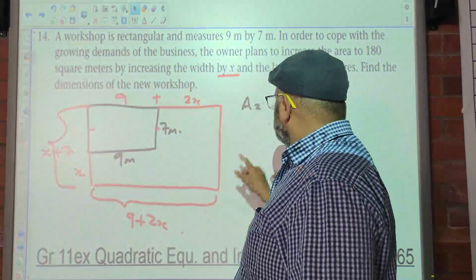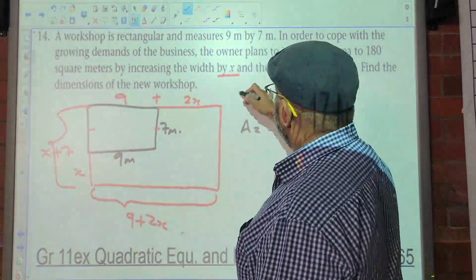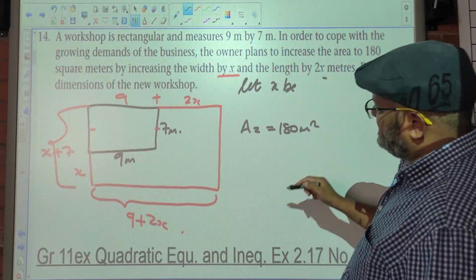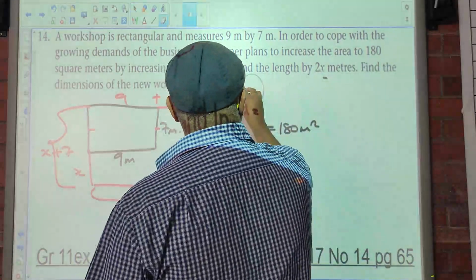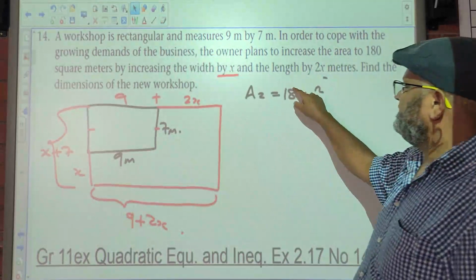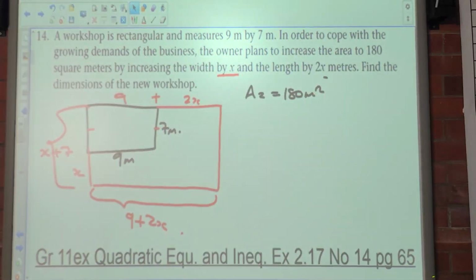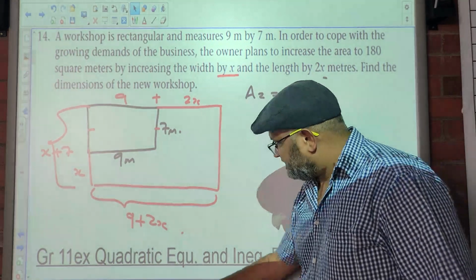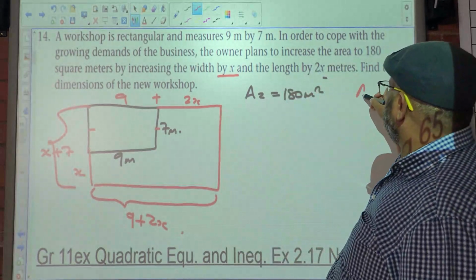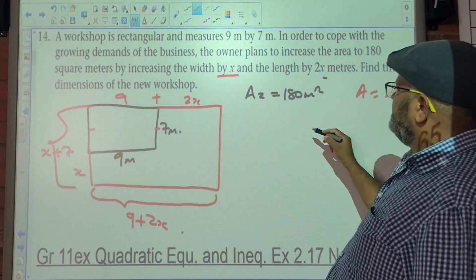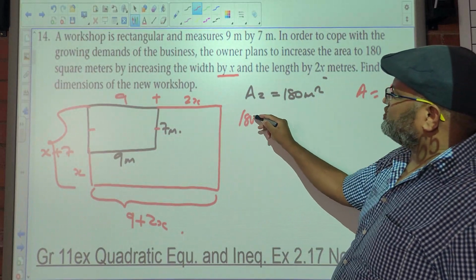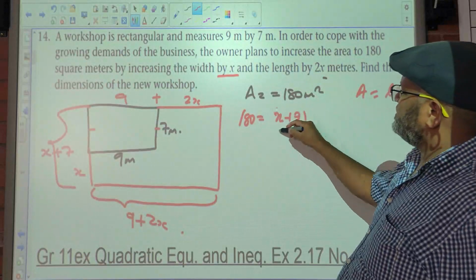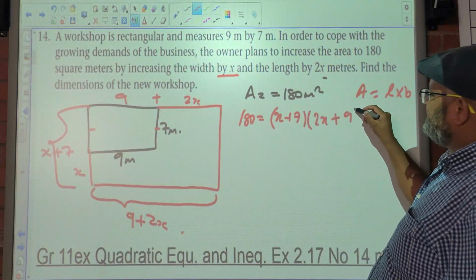So what must I say prior to this? Let x be... they already said x, because they have introduced the x already, so we're not going to do the same. So what do we say? Area is equal to length times breadth. So the area is 180 square meters equal to (x plus 7) multiplied by (2x plus 9).